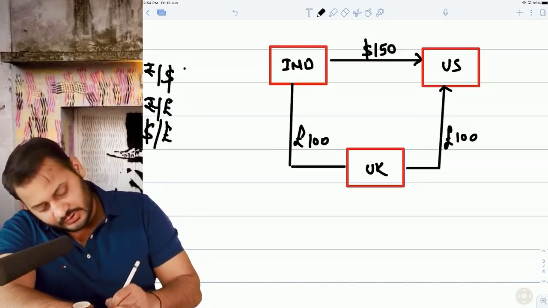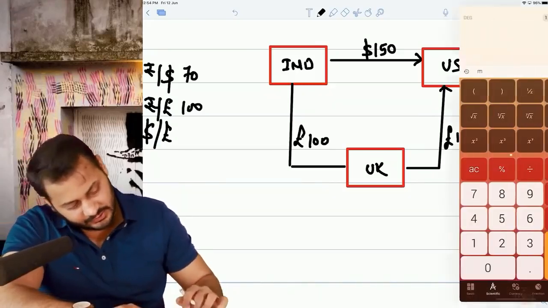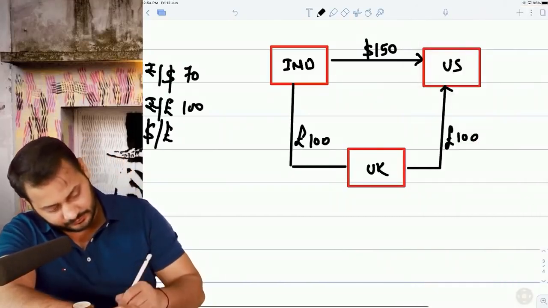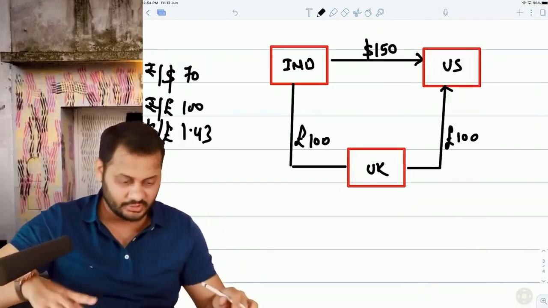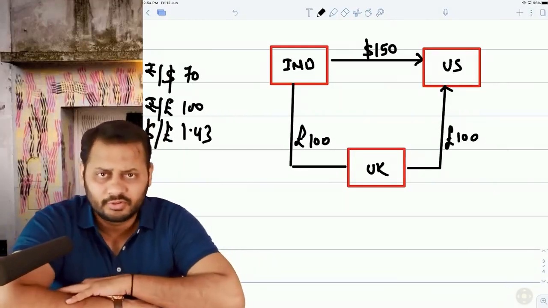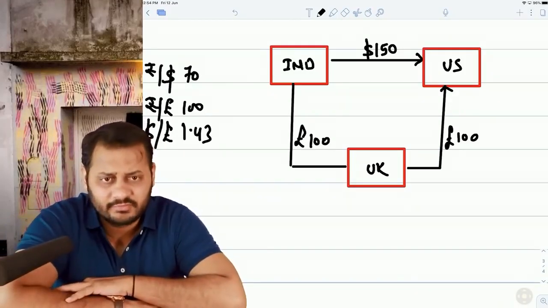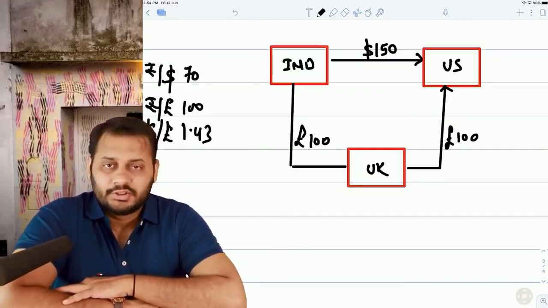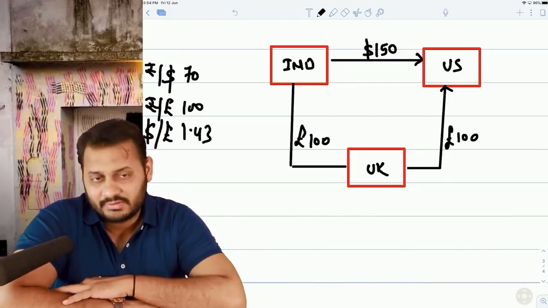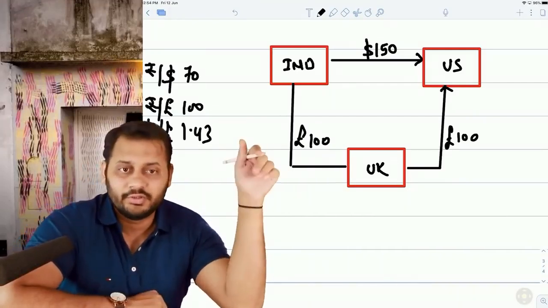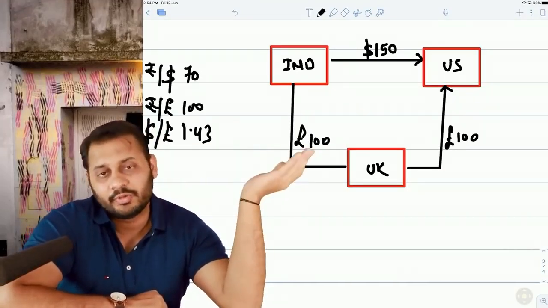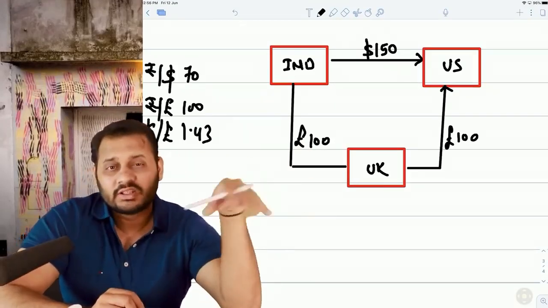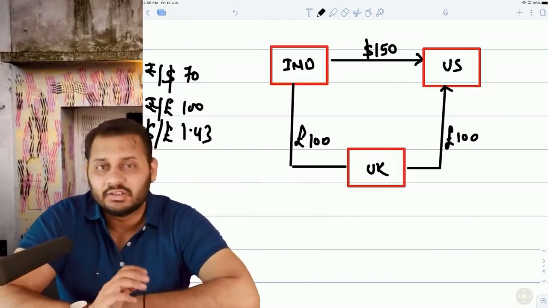So let's take it as 70, 100 and 1.43. These are the rates. Let's assume, okay, don't judge these rates and these figures. Right now, if you look at the situation, there are three different transactions. That means India will pay to UK, then UK will pay to US, and then India will also pay to US. There are three different transactions happening through bank, and all of these transactions are crossing the borders.